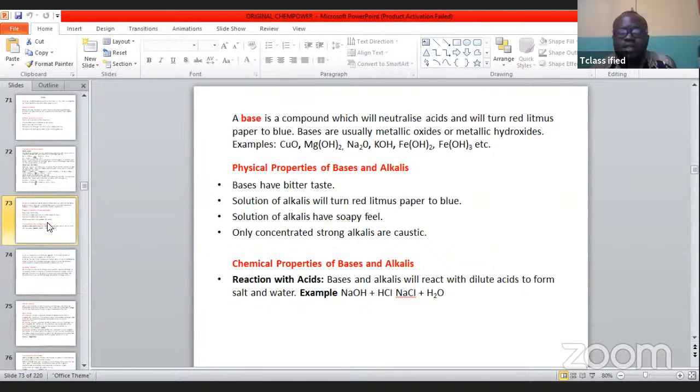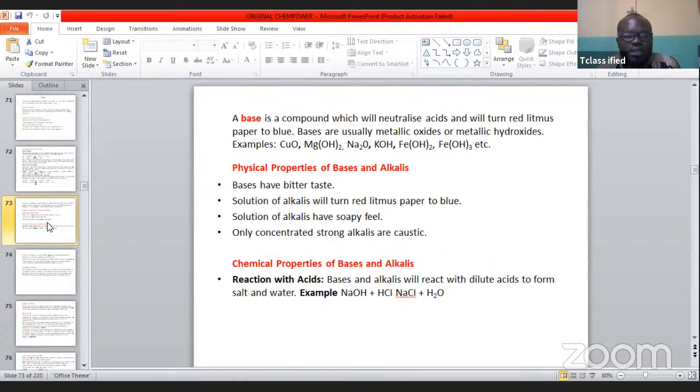Then what are bases? A base is a compound which will neutralize acids and will turn red litmus paper blue. Bases are usually metallic oxides and metallic hydroxides. Some of the physical properties of bases are on alkalis. Sometimes you hear the word alkalis. The bases have a bitter taste. A solution of alkalis will turn red litmus paper blue. This is unlike what I mentioned before, that an acid will turn blue litmus red. For bases, they turn red litmus blue. The solution of alkalis has a soapy feel.